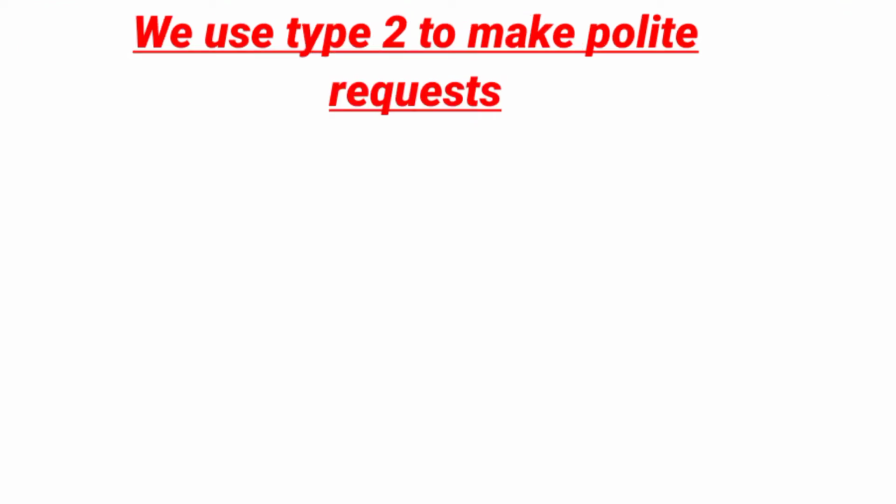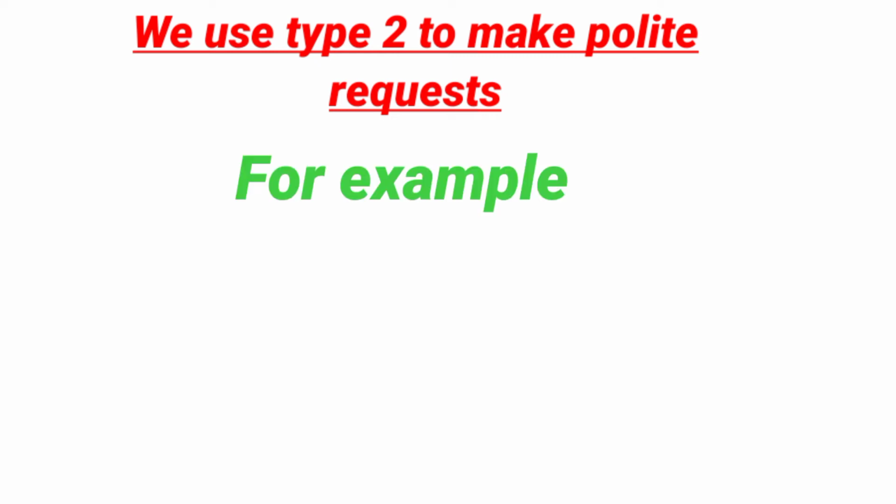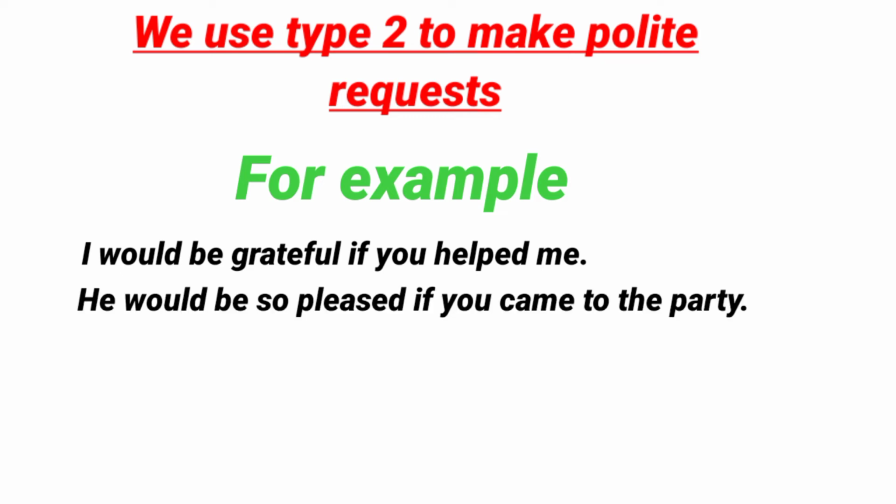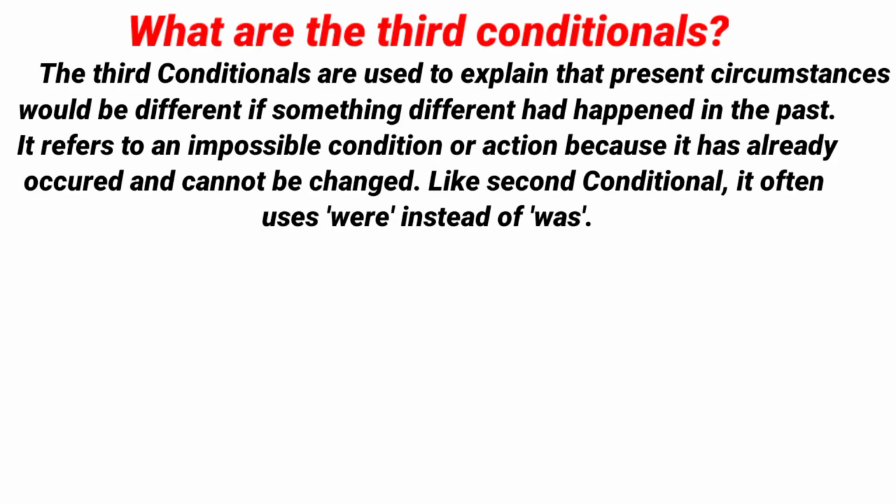Type 2 is also used when making polite requests. For example, I would be grateful if you helped me. He would be so pleased if you came to the party. Now let's see the third conditional. It is also called type 3.